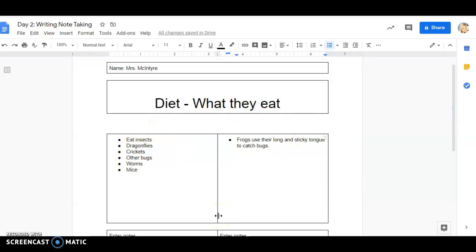Now, when taking notes about a topic, we can use more books. Later on, I'm going to be using another frog book, and I will take more notes if I learn more things about their diet.